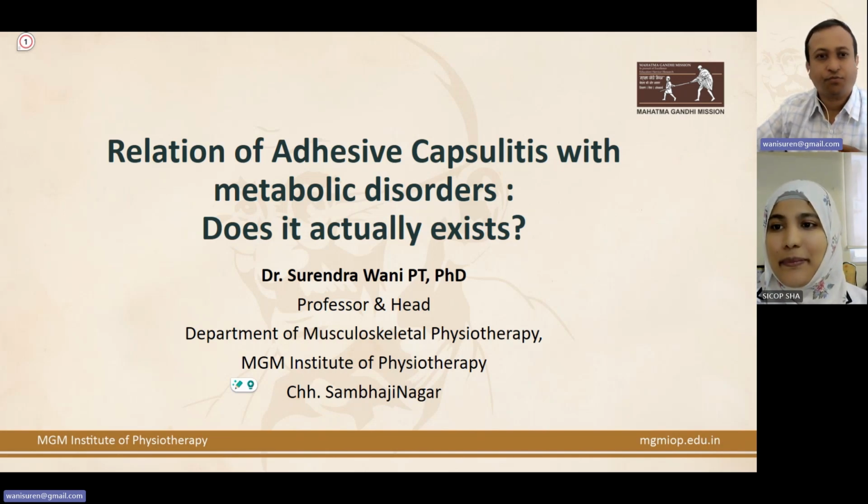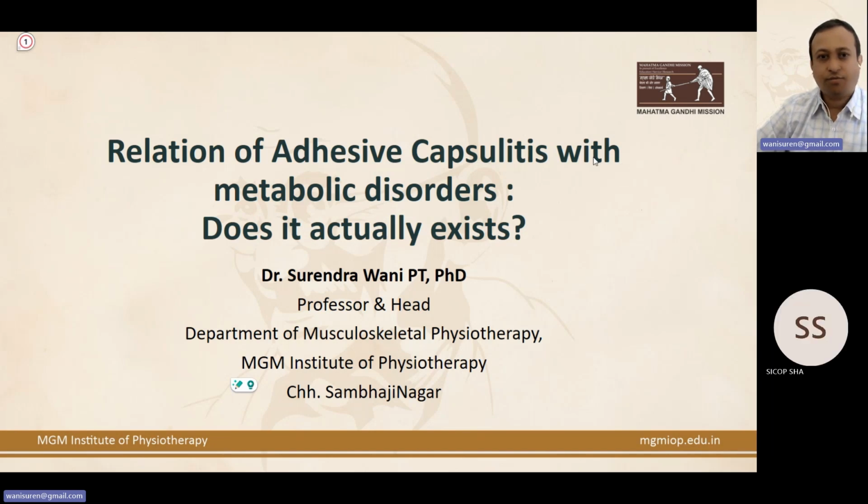Good afternoon, everyone, and welcome to today's lecture on the relationship between adhesive capsulitis and metabolic disorder. As we explore this topic, let's start by setting the stage with some background information about it. Adhesive capsulitis, as we all know, is also commonly called frozen shoulder. It is a common condition which is characterized by stiffness, pain, and limited range of motion at the shoulder joint.